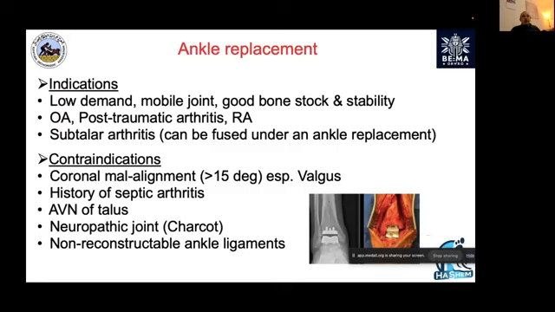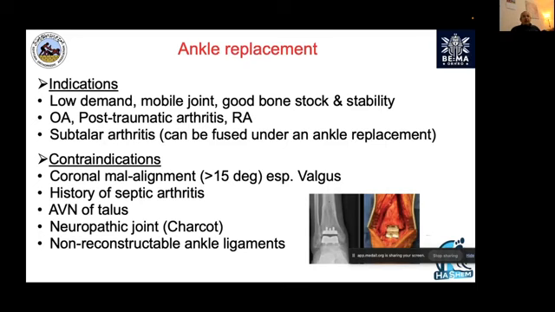Definitely, because we are not confident with the results of ankle replacement at the moment, we keep it only for patients above 66, low demand, with a mobile joint, a good bone stock, and enough stability of the ankle. We tend more to do the varus ankle rather than the valgus ankle. I'll explain now why.